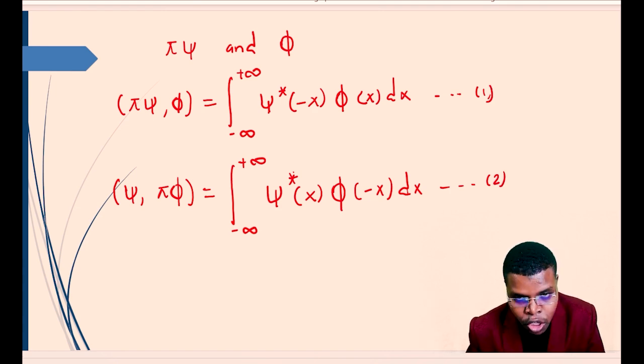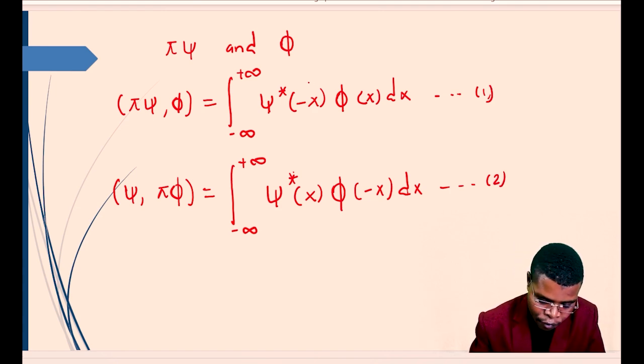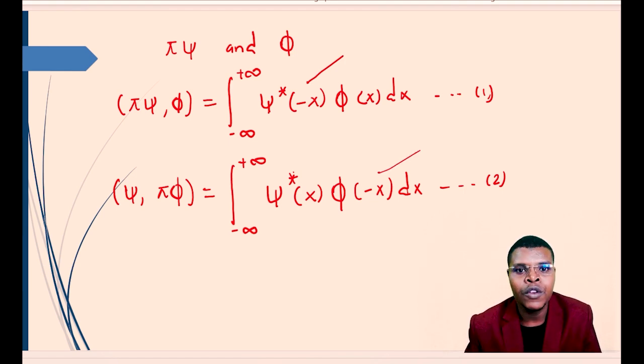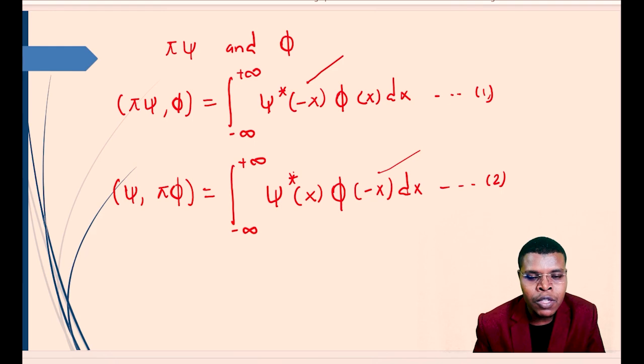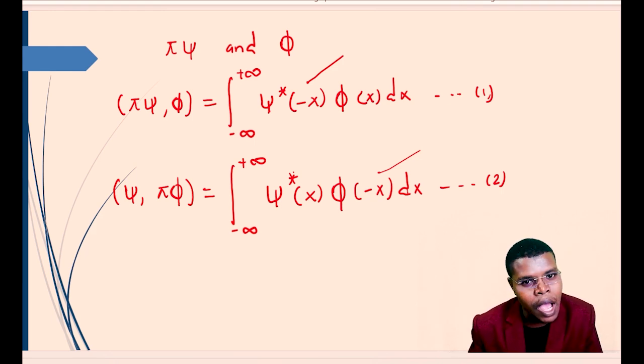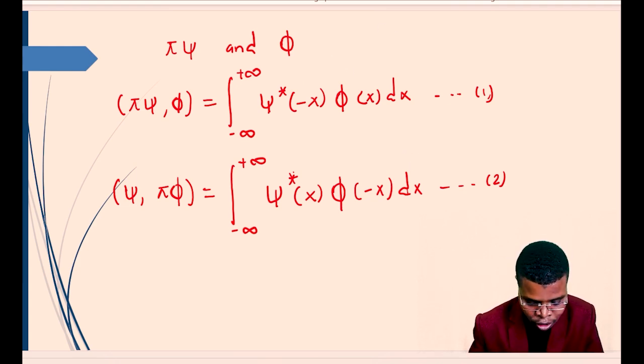So if you look at these two equations, you will see that here we have minus x and here we have minus x. Why? According to the definition of the Parity operator, if you apply the Parity operator to a function, the sign of the input of that function changes. Since in the first equation we are applying the Parity operator to the function ψ, the input of that function must be changed. Similarly, in the second equation we are applying the Parity operator to the function φ, so the sign of the input of that function must be changed. So that's why we give the negative.